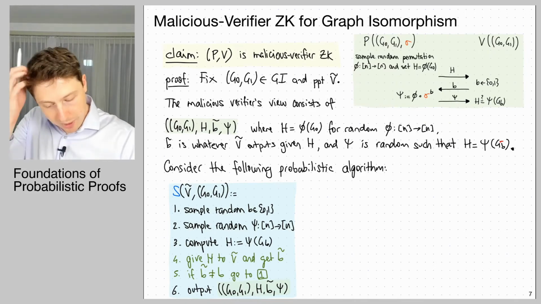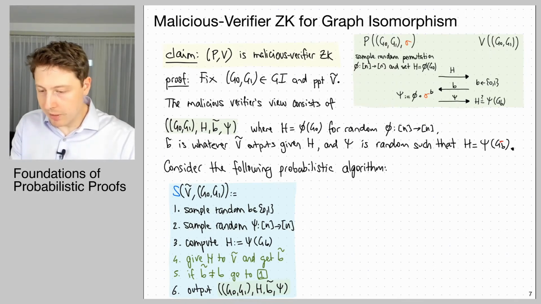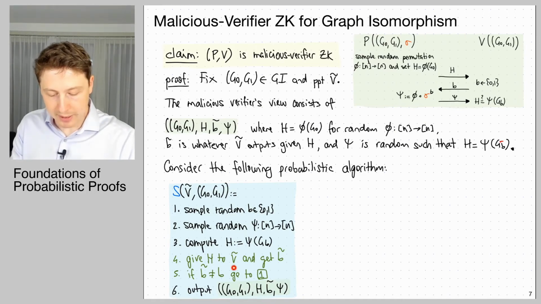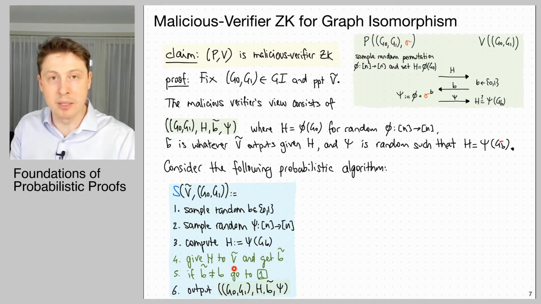Because kind of the only way that I know how to provide psi as a last message is if I compute H from psi and B. But in order to get B tilde, I need to have H already. So I really need this order. But there's a concrete reason for why V tilde cannot know any information about B. Why can't V tilde know any information about B?